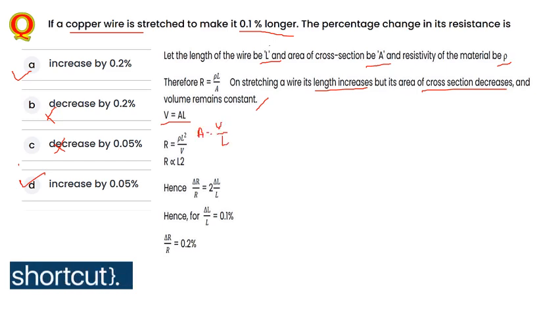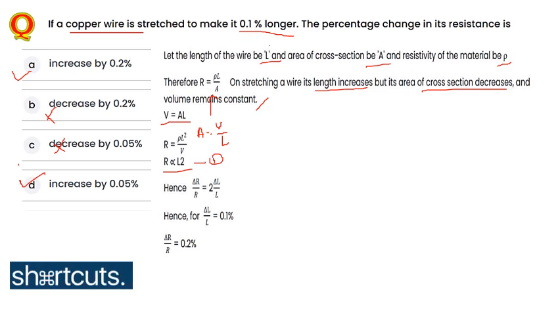Now you just substitute the value in this equation. So what you are having here is V will be there, L will go to the numerator, so R is proportional to rho L square divided by V. See, from this one, R is proportional to L square. This is equation number 1 I just mentioned here.